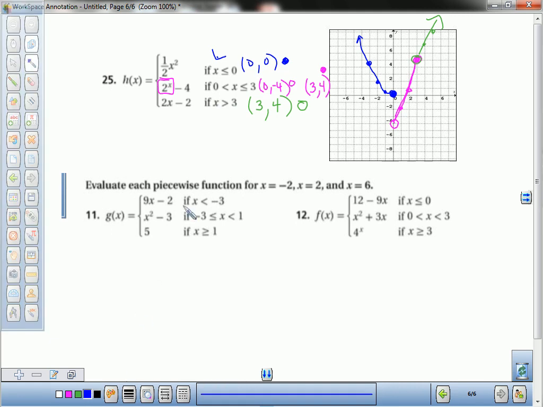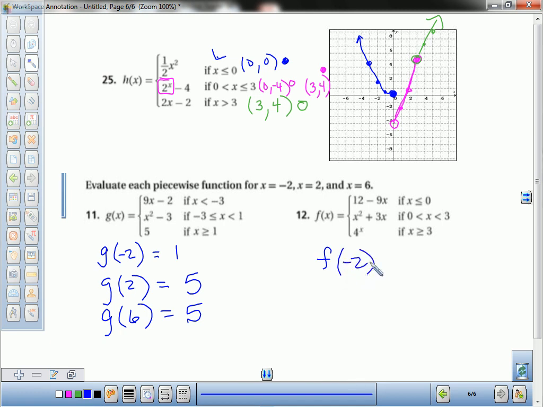All right, so on the first one, g(-2). Does that get plugged into the top, the middle, or the bottom function? Top, middle, bottom. Middle. -2 is in between -3 and 1. So 4 minus 3 is 1. All right, g(2). Does that get plugged into the top, middle, or bottom? Bottom. Oh, there's no place to plug it in. So every y value is 5. 6. Top, middle, bottom. Bottom. Wait, so multiple ones can go in the same one? Oh, yeah.